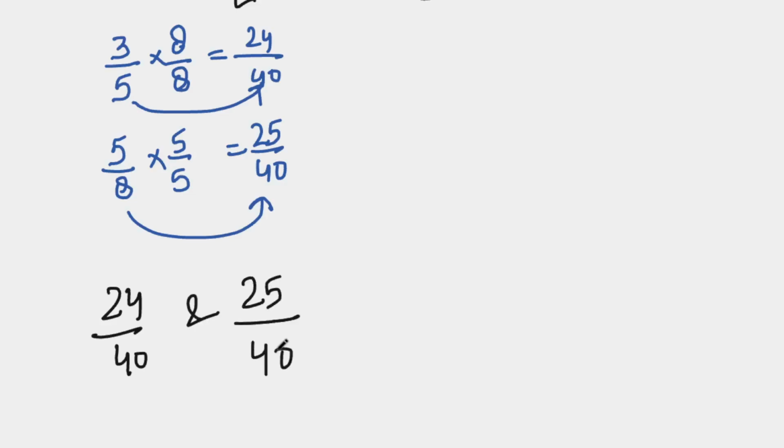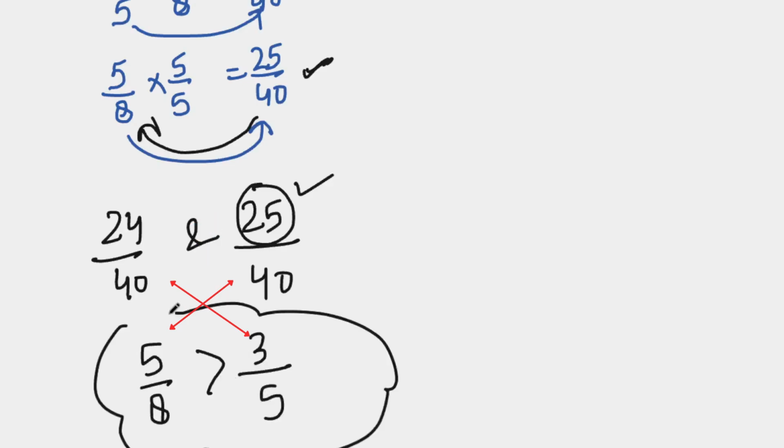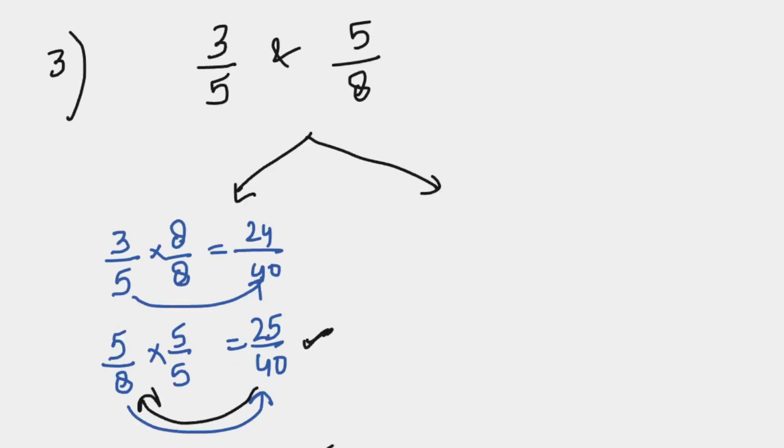And we have already discussed this, that when the denominators are the same, we check which numerator is bigger. The bigger numerator is the bigger fraction. So here we compare 24 and 25. We see that 25 is the bigger number, and it is associated with 5 by 8, which means 5 by 8 is the bigger fraction than 3 by 5. Alright? Clear? Now, let's see how the second method works.